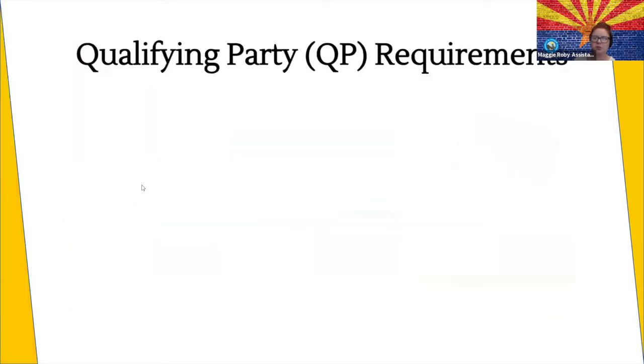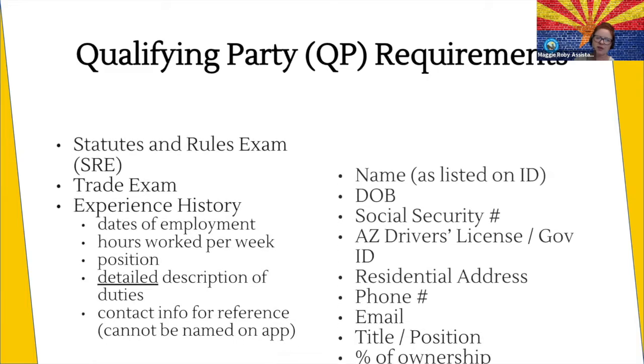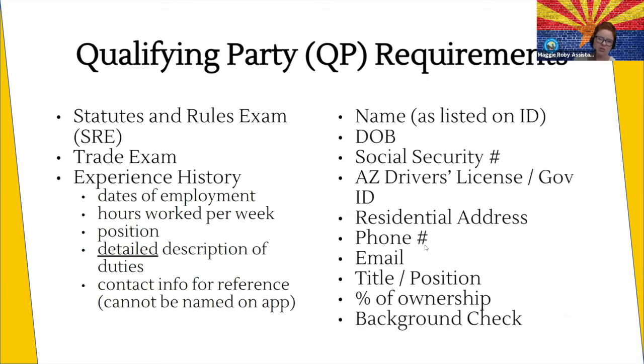So once you've determined which classification you're going to apply for and how you're going to apply, the next thing you need to identify is your qualifying party. Your qualifying party is going to be the person who will need to take and pass your statutes and rules exam, the trade exam, if it is applicable for the license you're applying for, and also your qualifying party needs to have that experience history, whether it is hands-on or supervising of that specific scope of work.